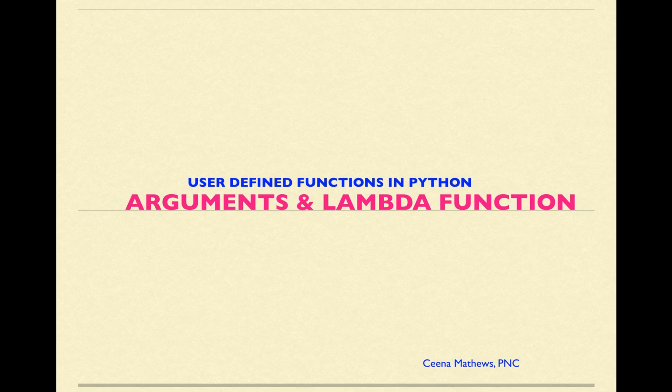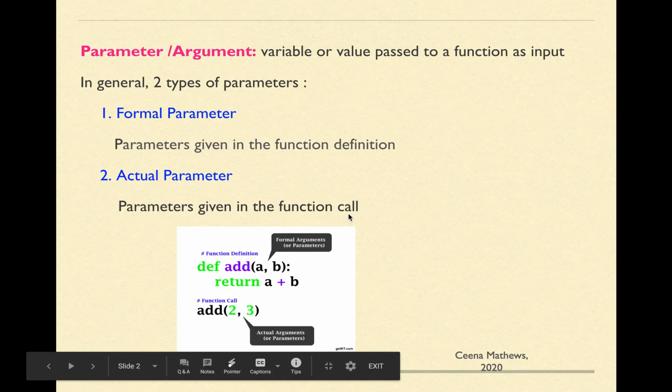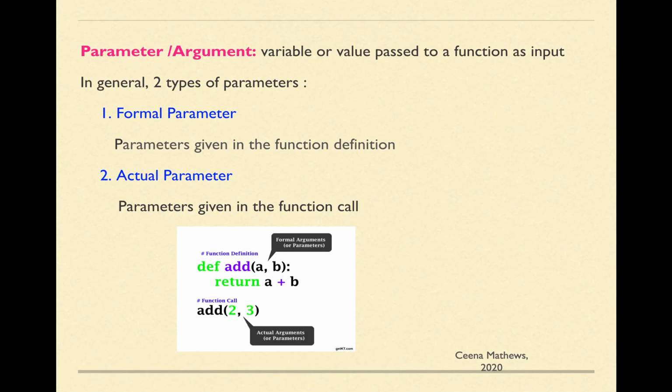In this video, we'll see about the arguments of user-defined functions as well as the lambda function. First, we'll see about the parameters or arguments. Those are variables or values passed to a function as input. In general, there are two types of parameters. One is formal parameters, the other one is the actual parameter. Formal parameters are parameters given in the function definition, whereas actual parameters are parameters given in the function call.